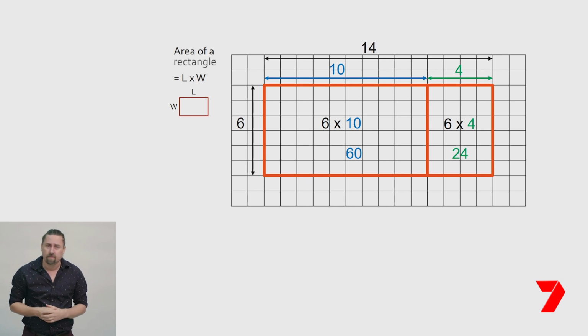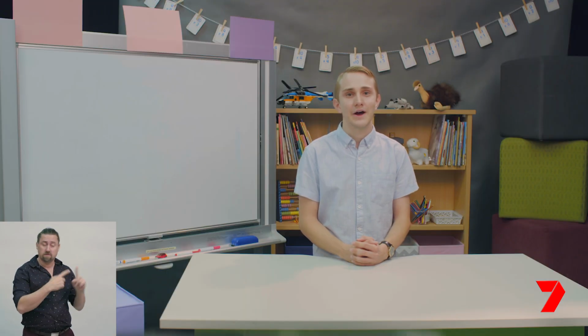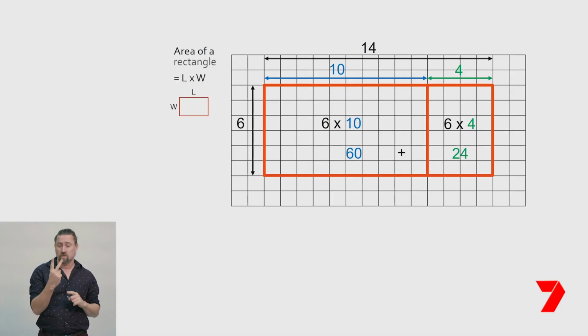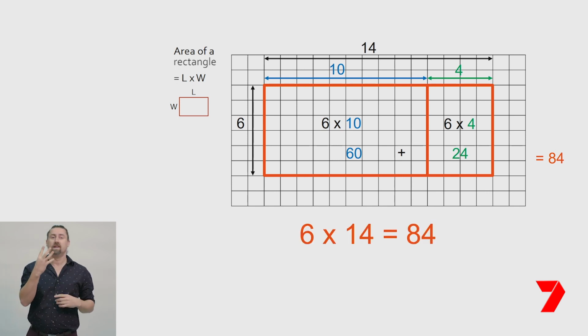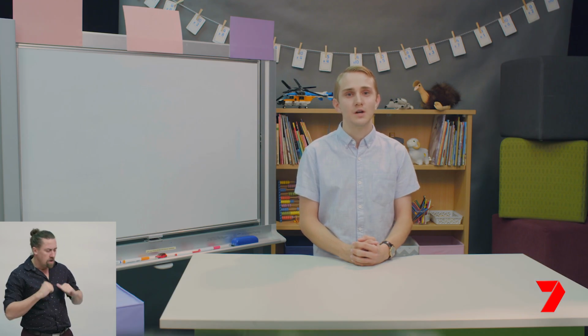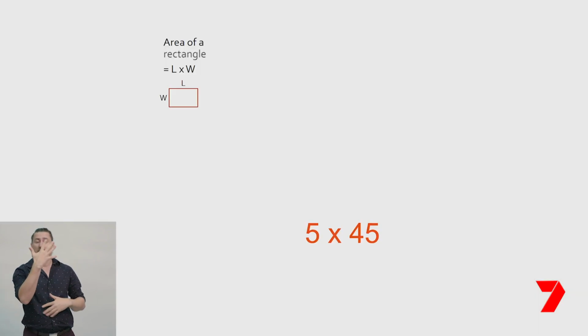Then all we need to do is add the 2 rectangles back together. 60 add 24 equals 84. So we can say that 6 multiplied by 14 is 84. After some practice with the grid, we use a diagram to represent it. Let's try with 5 multiplied by 45.